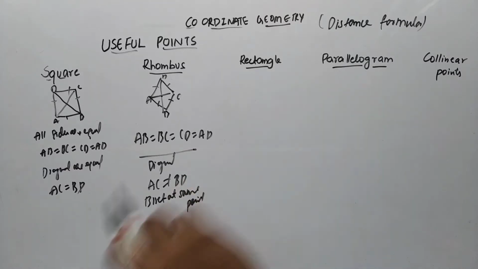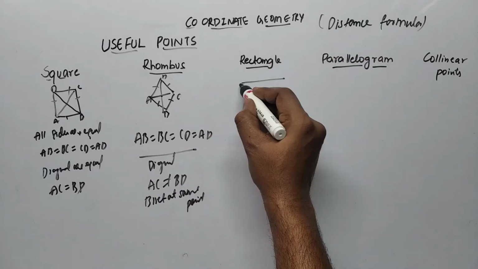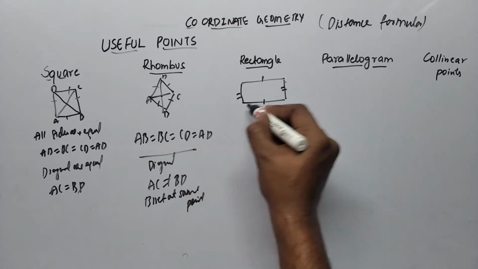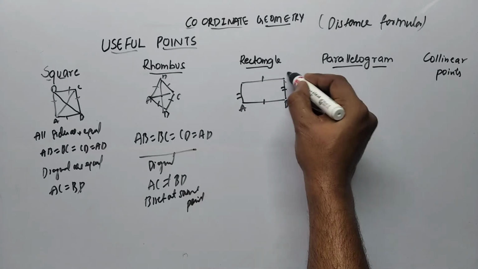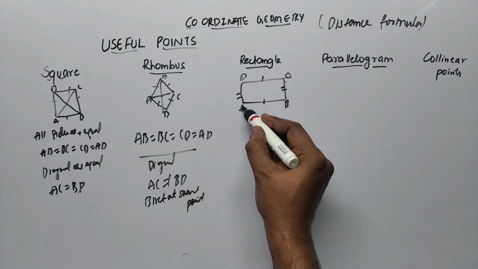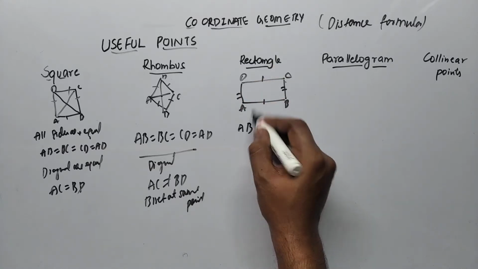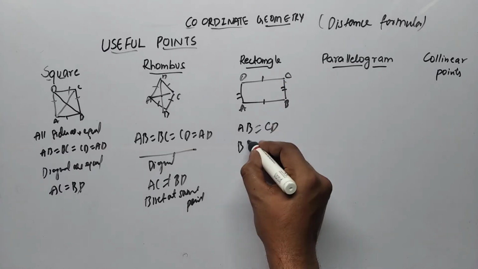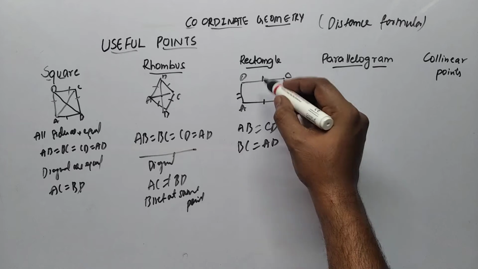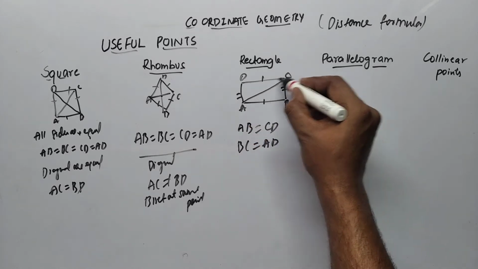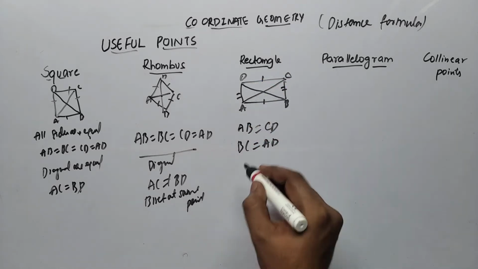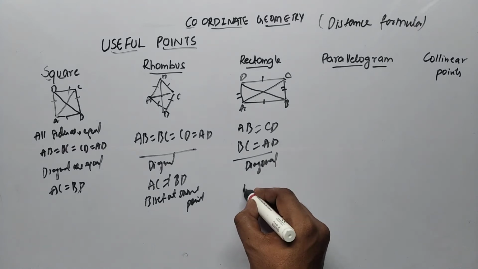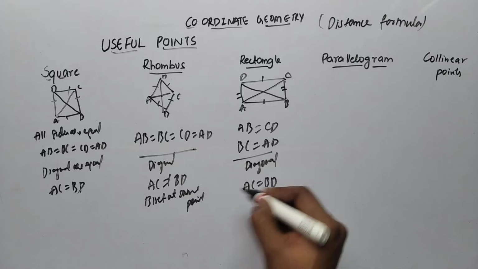Next, rectangle and parallelogram. A rectangle is also a closed figure which has four sides, but here the opposite sides are equal. If I name this rectangle ABCD, AB is equal to CD and BC is equal to AD. Both the diagonals will be equal in a rectangle, so AC will be equal to BD.